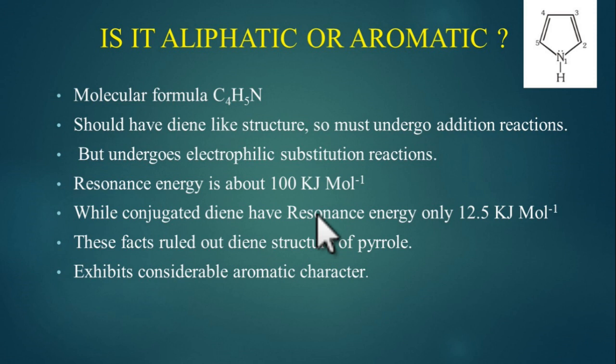One more important point we must discuss here is resonance energy. In the case of a conjugated diene, the resonance energy is only 12.5 kJ per mole, while in the case of pyrrole, the resonance energy is about 100 kJ per mole. This also indicates that pyrrole has aromatic character. This fact rules out that pyrrole has a diene-like structure. This can be explained on the basis of the aromatic character of pyrrole.